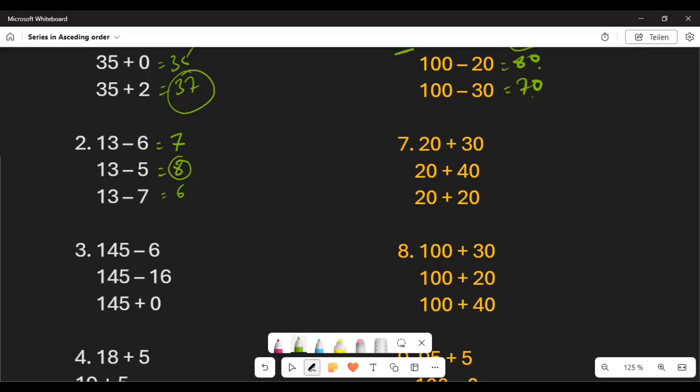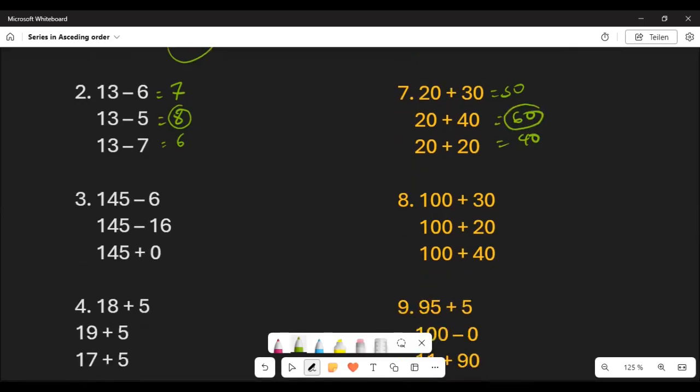Now let's look at 20. 20 plus 30 will give us 50. 20 plus 40 will give us 60. 20 plus 20 will give us 40. The largest answer is 60, so that's what we cycle. This is a game that kids will just like playing instead of making things difficult.